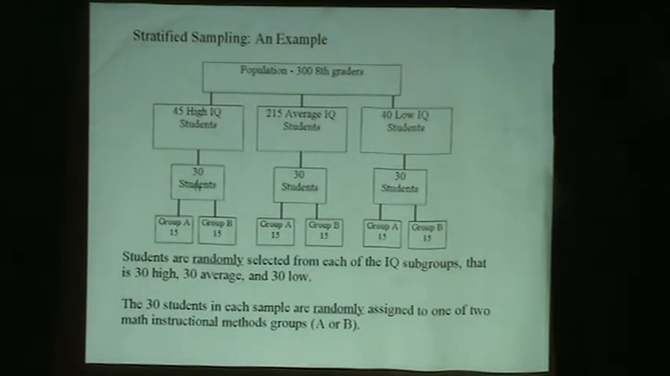And then we randomly assign 15 students to Math A and 15 to Math B. These are our high IQ. Our average IQ of the 30, we randomly assign 15 to Group A, 15 to Group B, and the same with the low IQ. So, students are randomly selected from each of the IQ groups. That is 30 high, 30 average, 30 low, and then the 30 students are randomly assigned 15 to Group A, 15 to Group B. And that's an example of stratified random sampling.